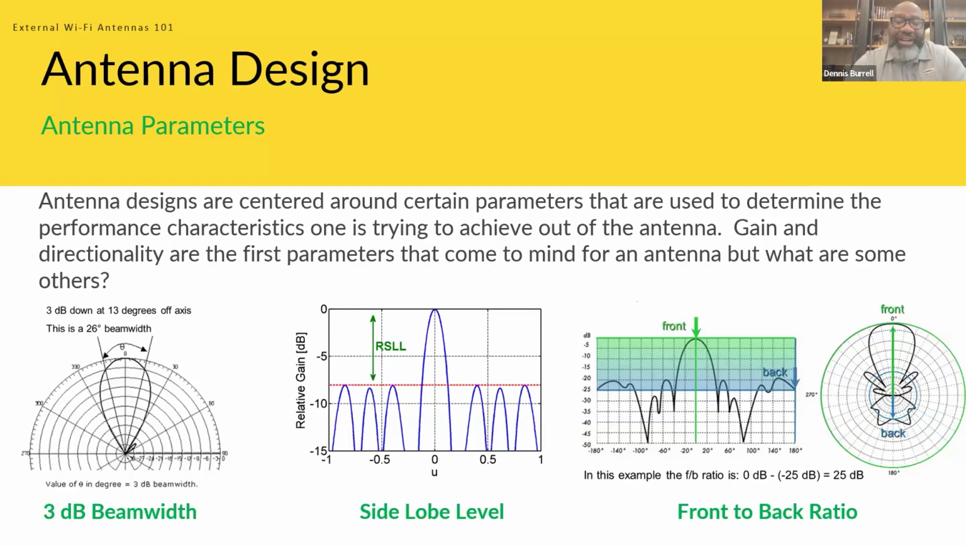And then your front to back ratio, that's the amount of energy you're pushing out the front of your antenna compared to what's coming out the back of the antenna. This is also important for high density designs as well, specifically as an example, stadiums, right?